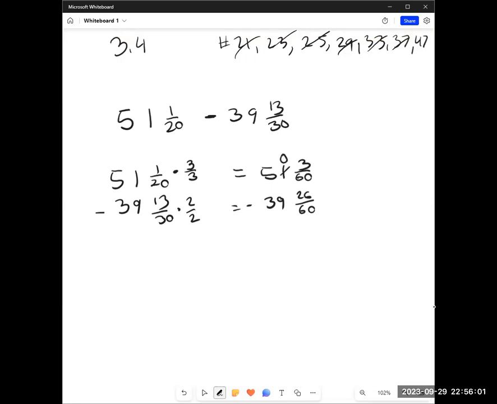So we're going to borrow 1. We're going to have to add 60/60 to that. It's going to give us 50 63/60 minus 39 26/60. 63 minus 26 is 37, so we have 37/60 there. 50 minus 39 is 11. We end up with an answer of 11 37/60.